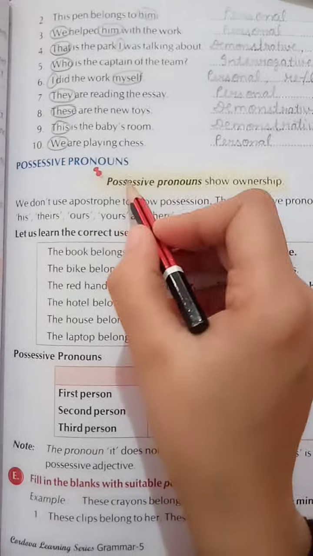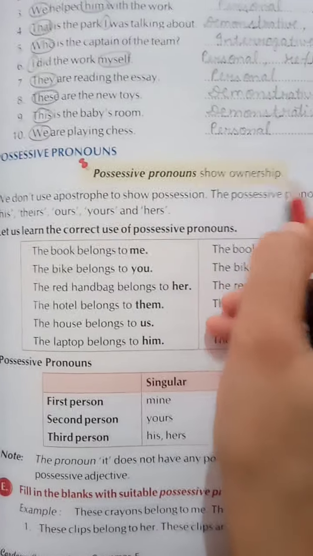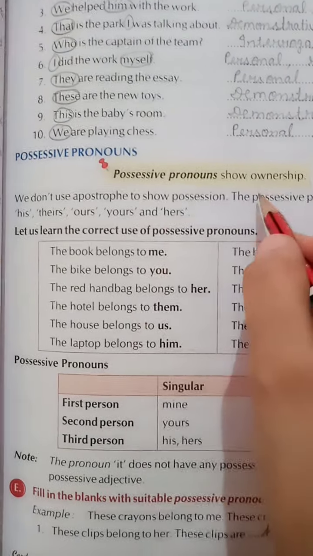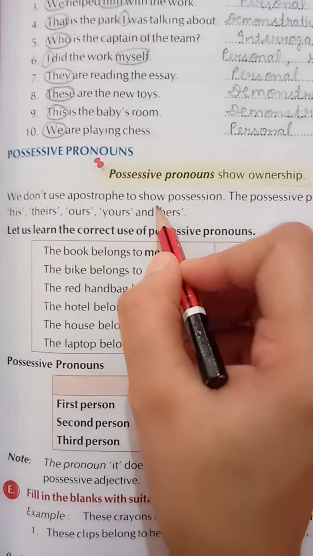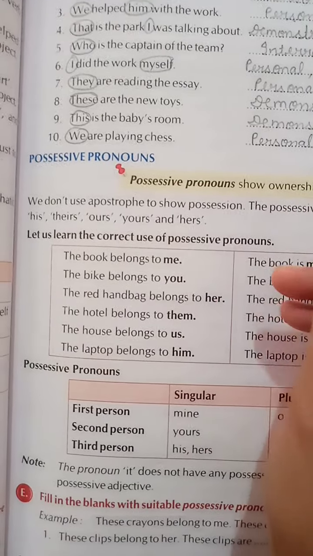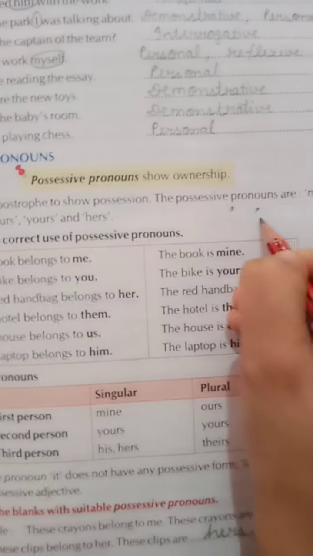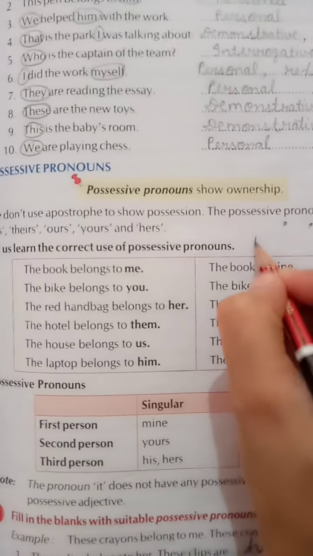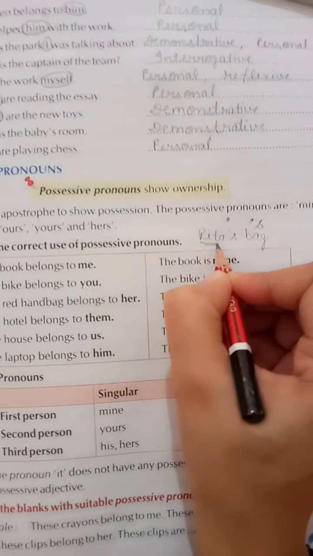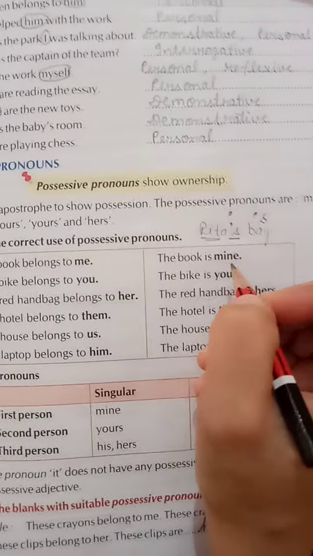Next one is possessive pronouns. Possessive pronouns show ownership, means the thing belongs to whom. That is called ownership. We show possession in nouns by using apostrophe or apostrophe s, as Rita's bag. Here Rita is a noun and we are showing possession by using apostrophe s.